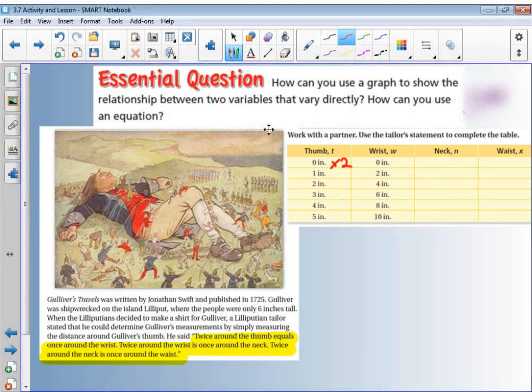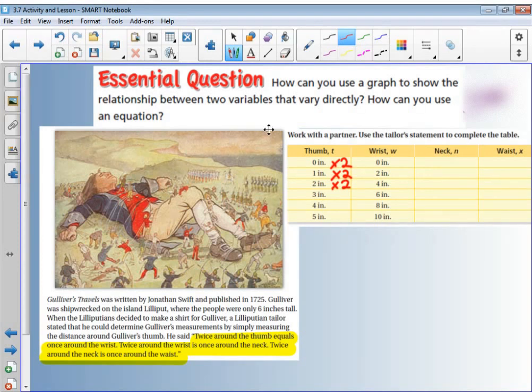Okay, then what they did is they went ahead and took, if it was 1 inch around the thumb times 2, because that would be twice around the thumb, would tell us that the wrist size is 1 times 2 is 2 inches, and so forth. So they continued in that manner to figure out what his wrist size was. So they measured his thumb, and from there they figured out what his wrist size was.